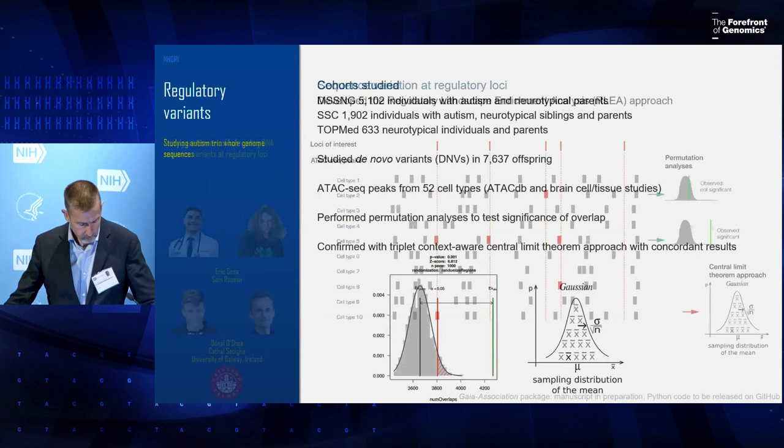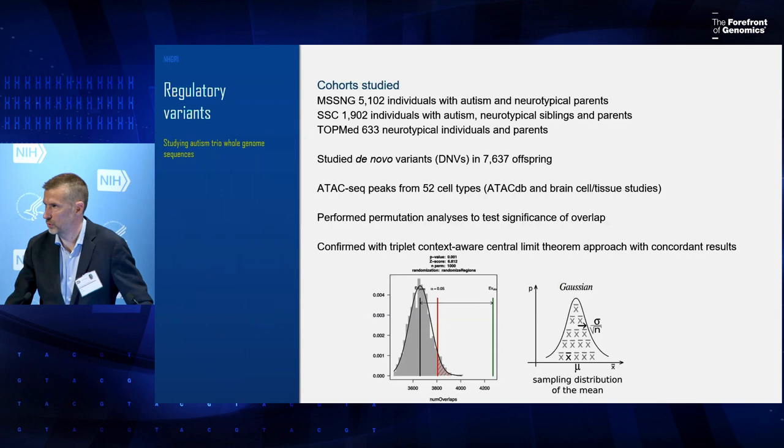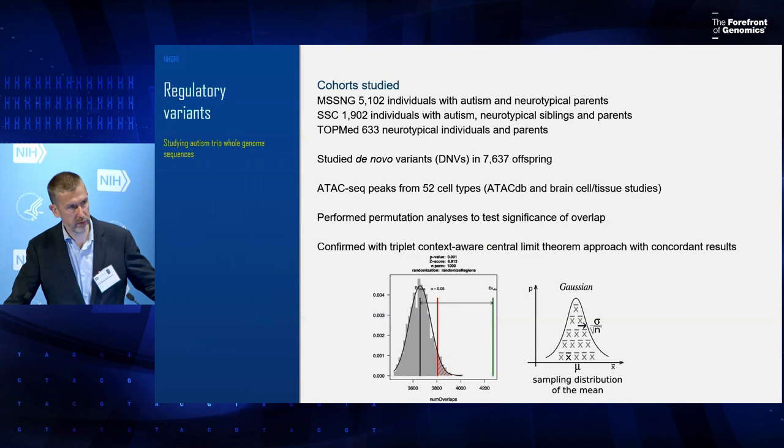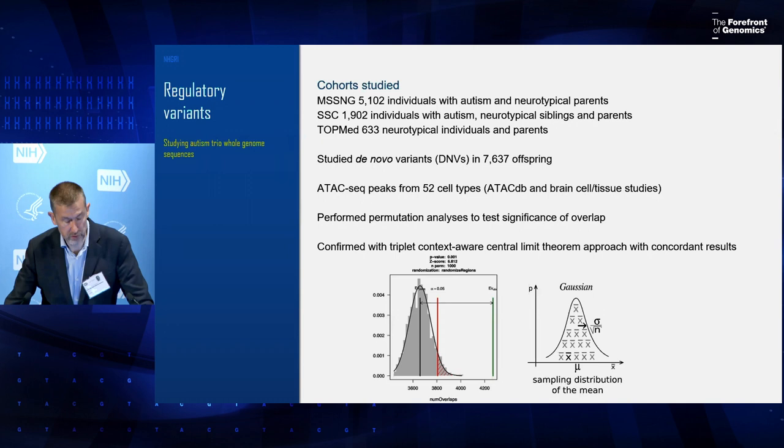So we decided we'd focus on the trait of autism, neurodivergence. And you can see the numbers of individuals. Basically, we had 7,637 individuals with autism, and we looked at de novo variants with the assumption that they should be randomly distributed in the genome. We looked at 52 cell types, and we performed these permutation tests, and we also performed the central limit theorem approach, and we had concordant results.